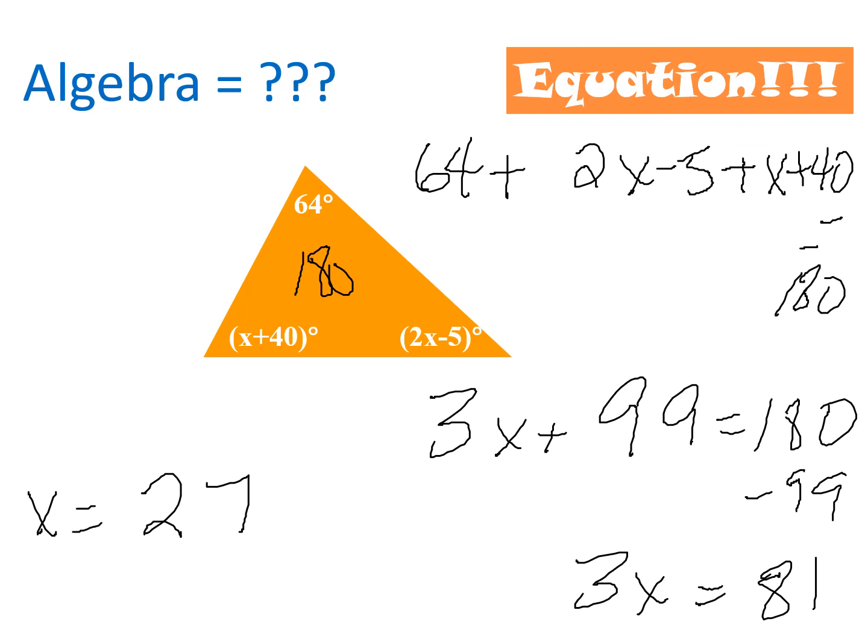So you can plug it in. X is 27 plus 40, make that 67. 2x, 27 times 2, 54 minus 5, 49. So try adding up 64, 67, and 49, see if it makes 180. I hope so, because I didn't check it with the calculator.